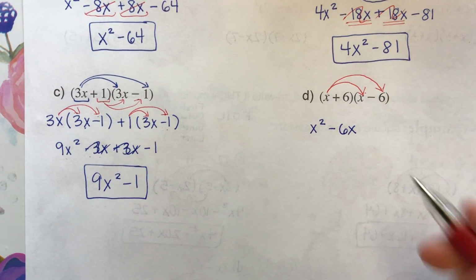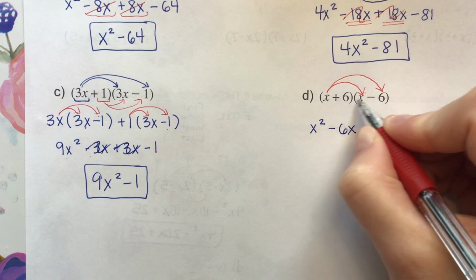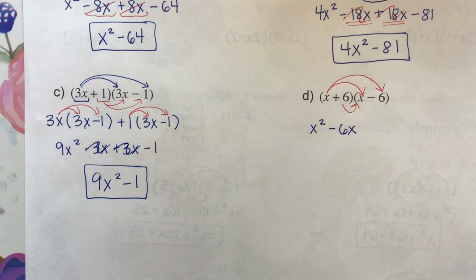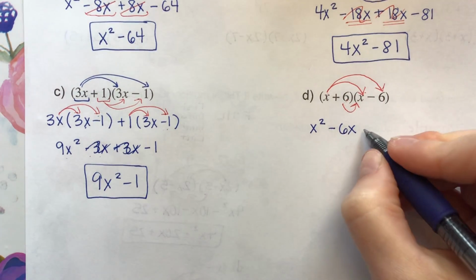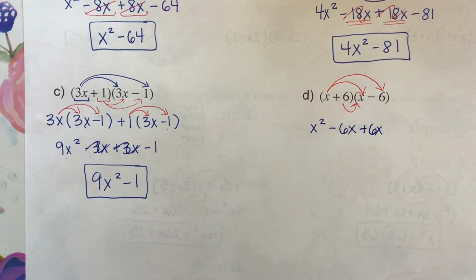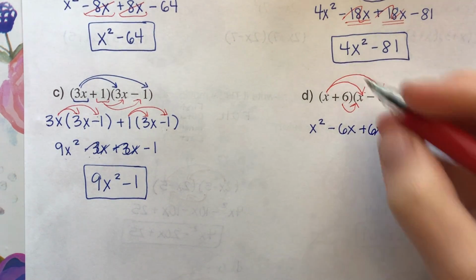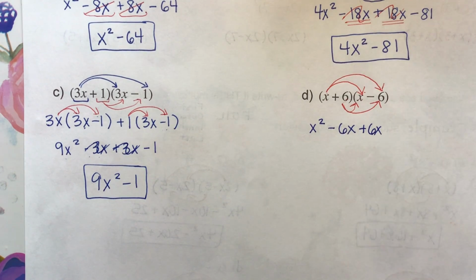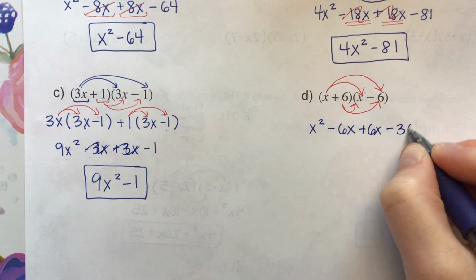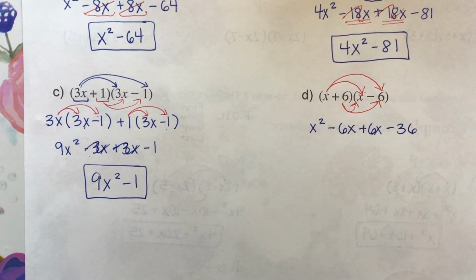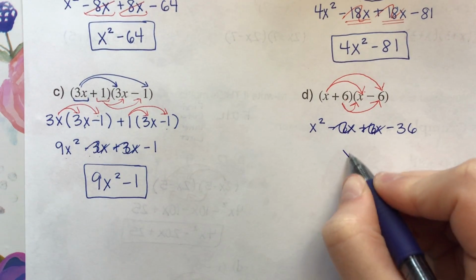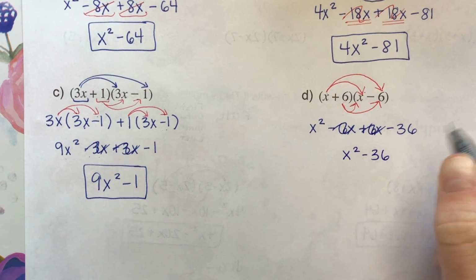Now I'm doing inner terms. The inside most terms are 6 and x. So 6 times x is going to get me positive 6x. And finally, I have positive 6 times negative 6. When I multiply those two things together, I get negative 36. All right, my middle terms cancel once again. So I'm getting x squared minus 36.